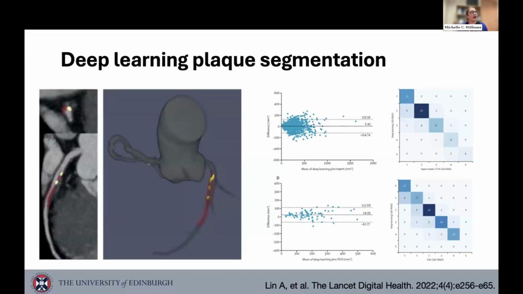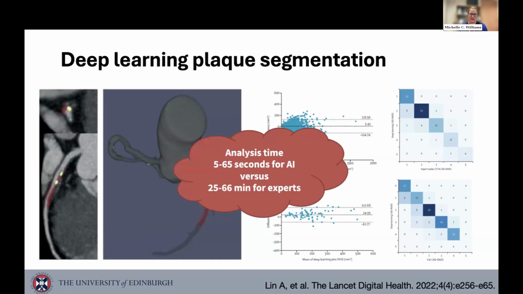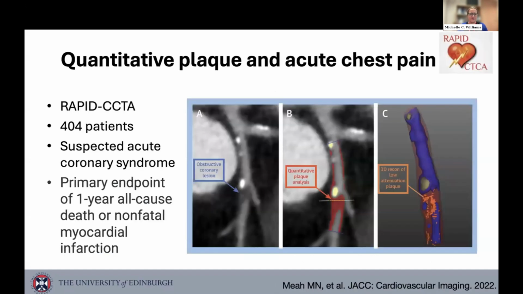Deep learning, sorry, we've got a helicopter outside landing just on the roof, so hopefully the sound isn't going to interrupt this too much. Deep learning plaque segmentation has definitely improved things from a time point of view. So the initial SCOT-HEART analysis, that would take between half an hour and an hour to do this sort of analysis. It was 2 years of my life, but now we can replicate this in a matter of minutes, which is really taking this to the next level.